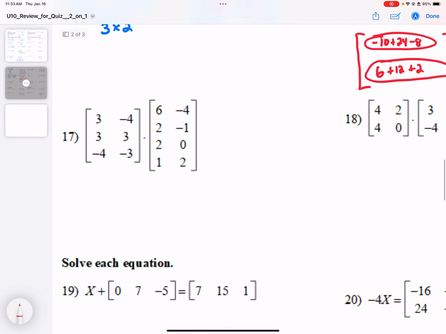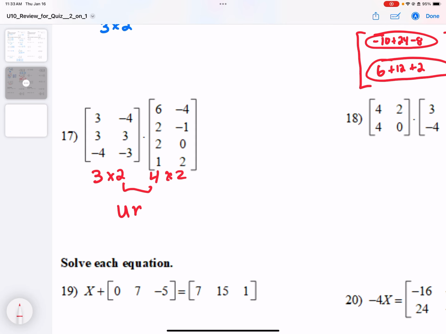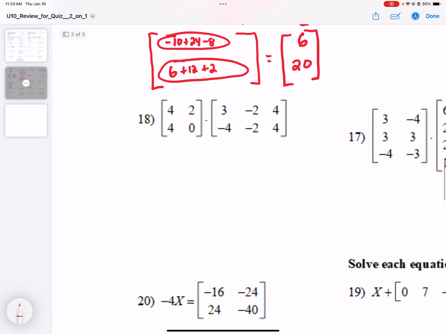Number 17, we've got a 3 by 2 and a 4 by 2. Well, those aren't the same. So it's undefined. Number 18. We've got a 2 by 2 and a 2 by 3. So the middles are checked off.